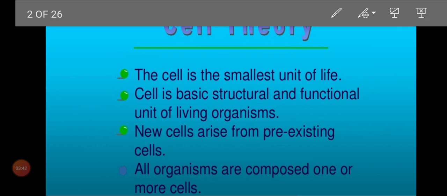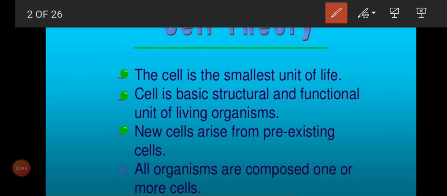Now look at the slide. Now we are saying the cell is the smallest unit of life. Why? We can't see it with the naked eye. We can see it only with the help of a microscope. That's why we say it is the smallest unit of life. If you imagine the liver, it is an organ we can see, but the liver contains many millions of cells. So we can't see exactly one cell separately. We can see cells only with the help of a microscope. That's why we call the cell the smallest unit of life.